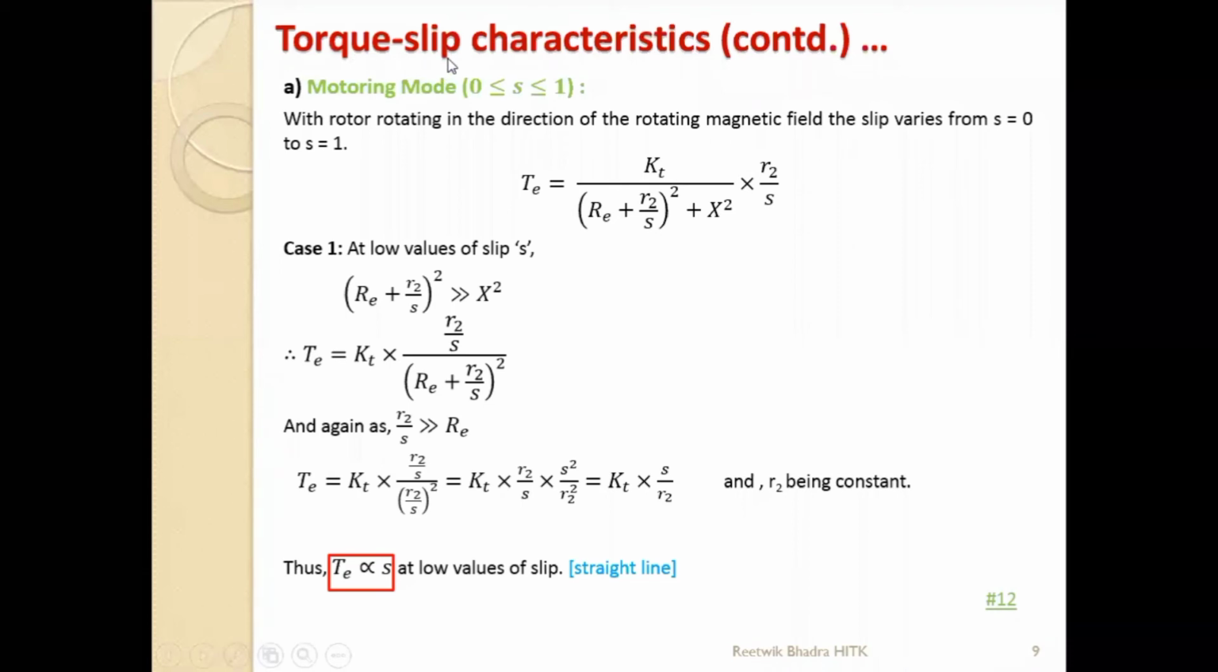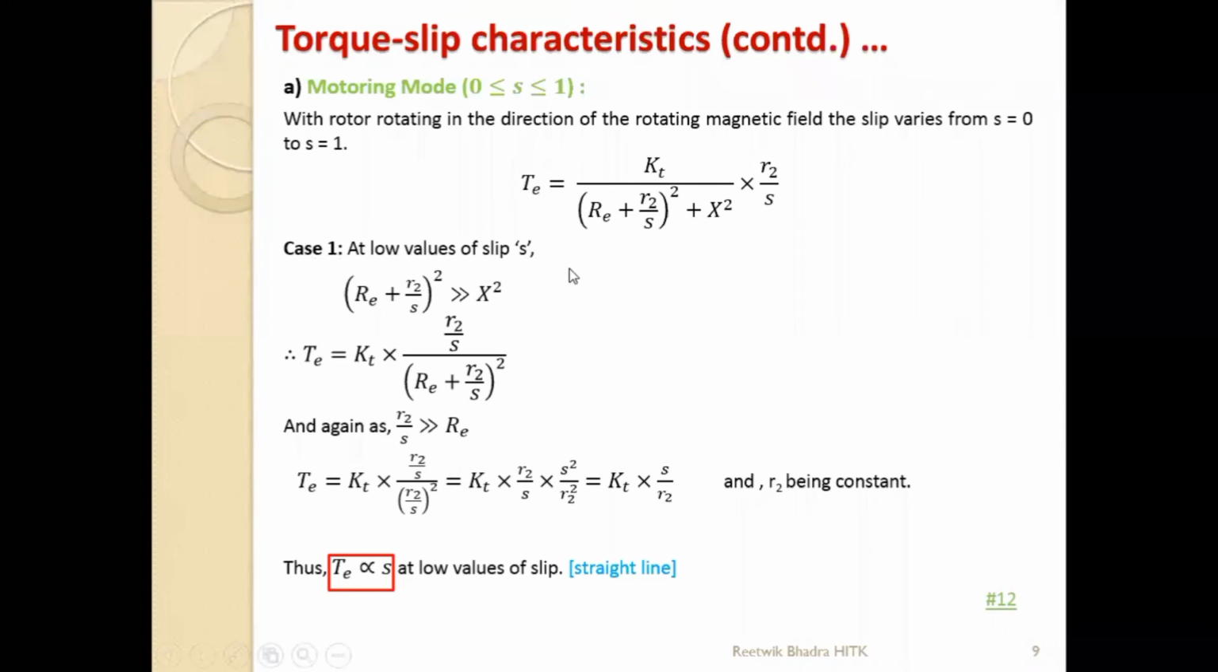Now slip can also be written in terms of speed. How? We know that ns minus nr by ns is equal to slip s. From there we can write the equation for nr, and so we can write the equation for speed also. That's why torque speed characteristics and torque slip characteristics are the same. Remember this, both are the same, because slip and speed are interrelated, since s is equal to ns minus nr by ns.